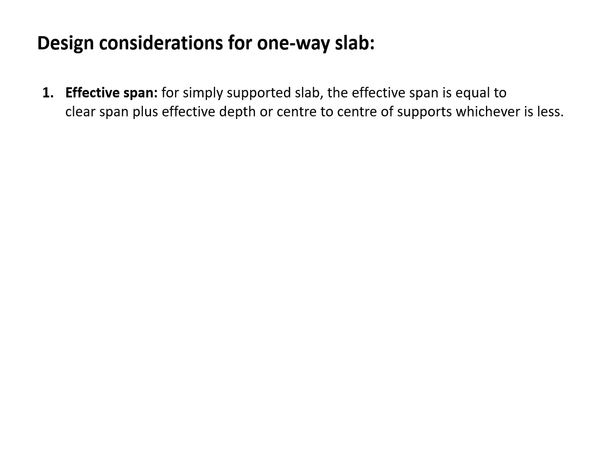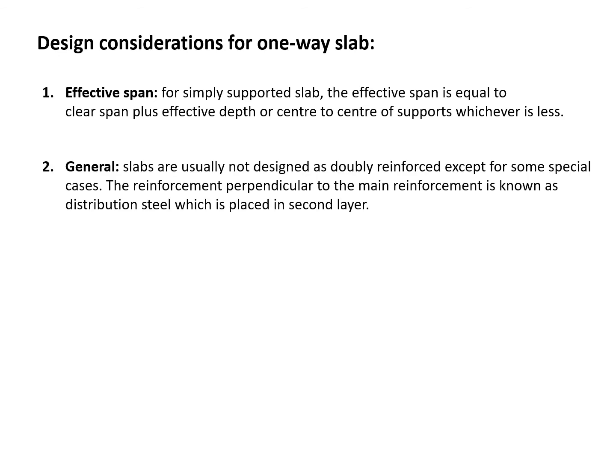Now let's talk about design considerations for one-way slab, and I think the same holds for two-way slab also. Now effective span, what will you take as span? For simply supported slabs, the effective span is equal to clear span plus effective depth, or center to center of supports, whichever is less. Then slabs are usually not designed as doubly reinforced, so that's easy for us, except for some special cases which we will not deal with.